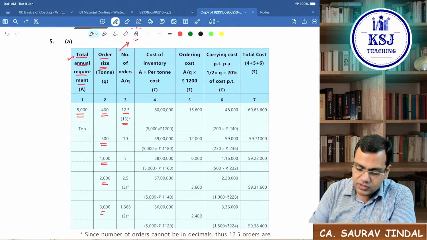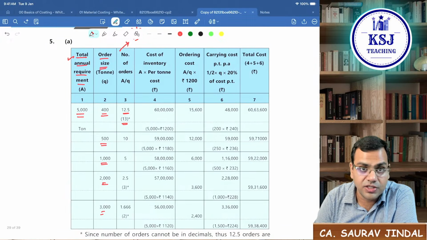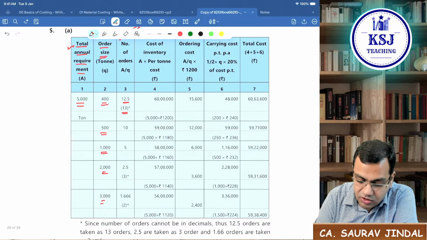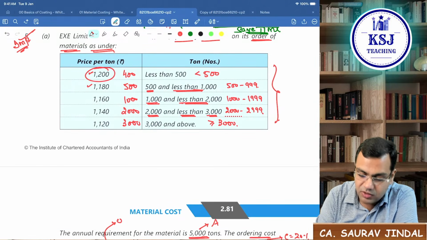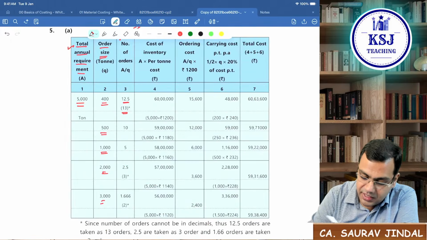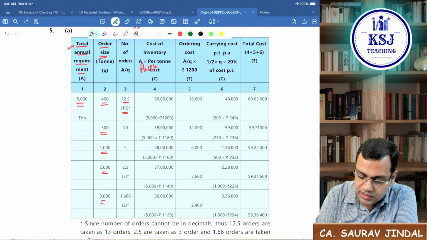So what will be the inventory cost? Now, if you are placing an order for less than 500, what is the cost that you will have to pay? 1,200. So what will be the total inventory cost? Means the purchase cost, annual purchase cost.